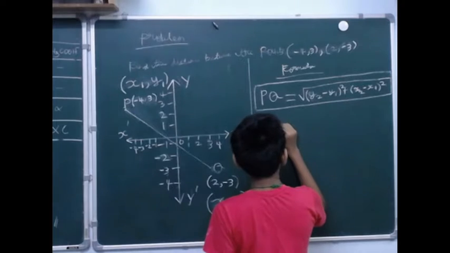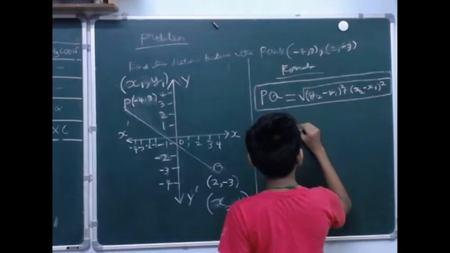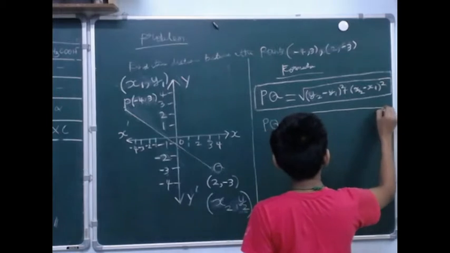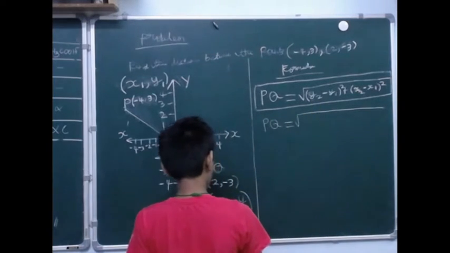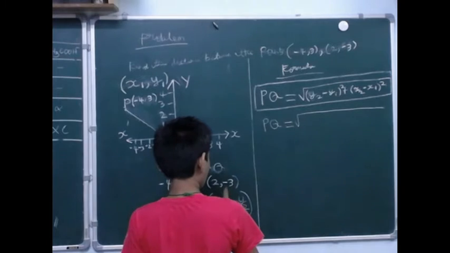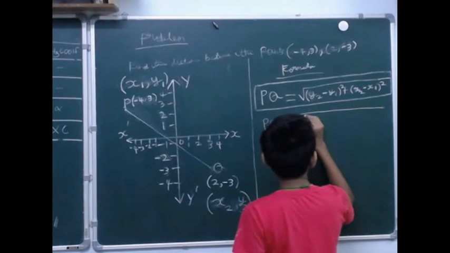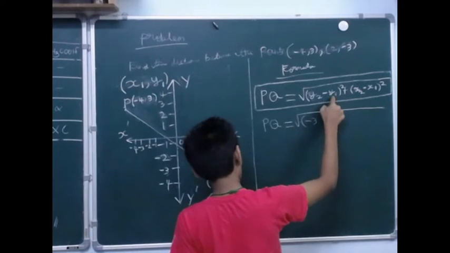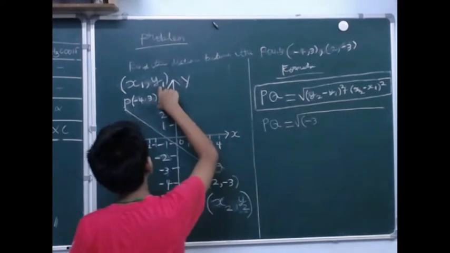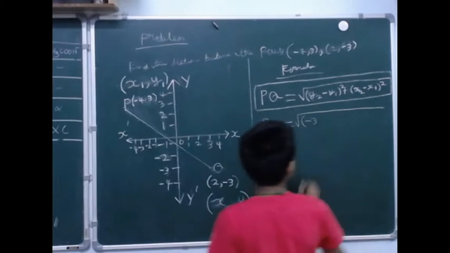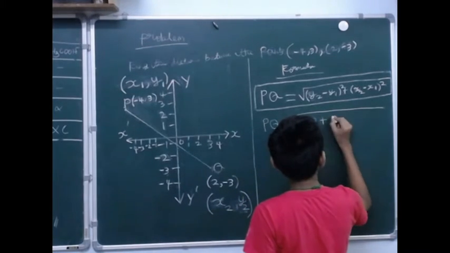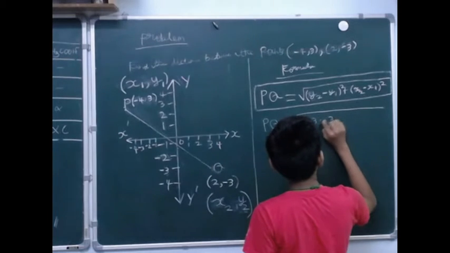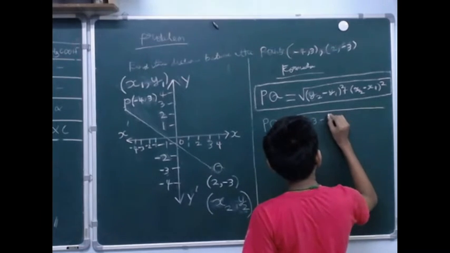PQ is equal to, first put a root. For y2, see at the top, y2 means minus 3. Open bracket, minus 3. Then y1. Y1 means 3, so minus 3 because you already have a minus there. Minus of plus is minus. Whole square.